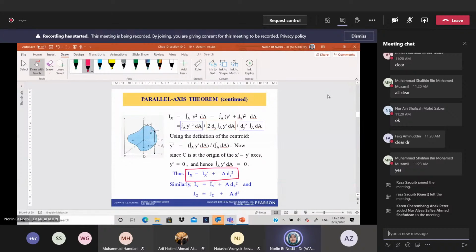A is the area, of course you all know. I bar is about the center of gravity. For the moment of inertia about y, you have to use this equation. It is the same, but the centroid is on y. And this one is for the z axis. These are the three important equations that you all should know.